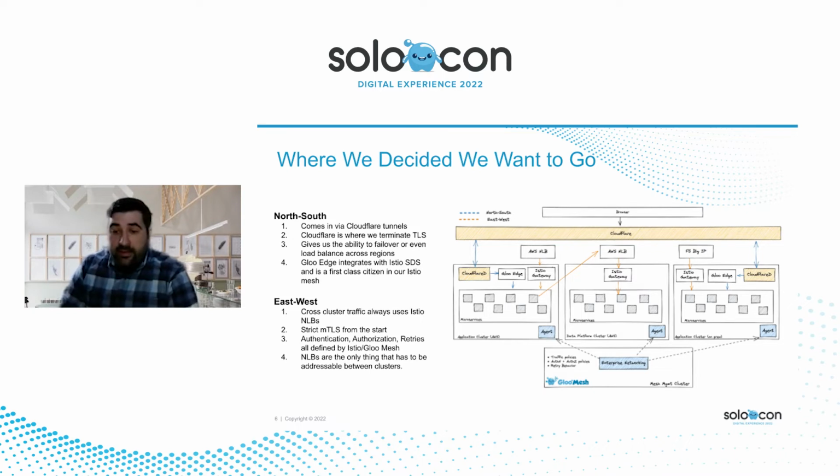And at the end of the day, when we've come through Cloudflare, we're hitting our Gloo Edge. And one of the things we really liked about Gloo Edge when we were looking at different options, we knew we wanted a Kubernetes native gateway. We looked at a bunch of options. One of the things that was great about Gloo Edge is that it integrates with Istio's SDS, and it becomes a first-class citizen in our mesh without me having to run multiple proxies up there on the edge. So that was a huge thing for us.